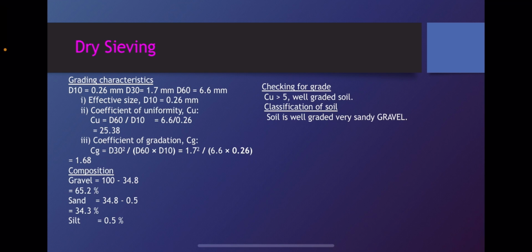This is also the data and how to calculate, how to check the grade of this soil sample and to find the type of soil. The type of soil is graded as very sandy gravel, well graded and very sandy, and this is the gravel.